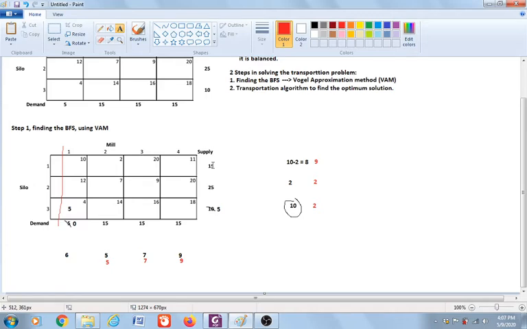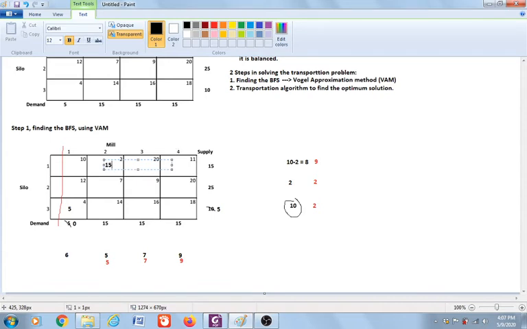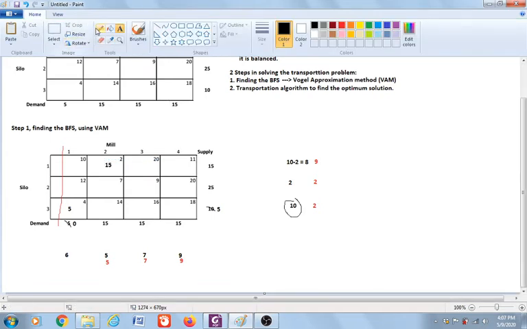So I have 15 over here, and I need to find the smallest cost. It is 2, that is the smallest cost. So the supply is 15, the demand is 15, so I can allocate 15. So I give 15, so it is now 0. And here also 15, the demand, and I give 15, so we have 0 left.